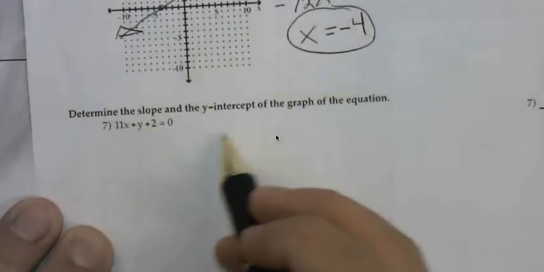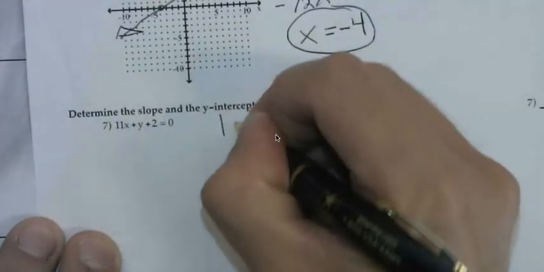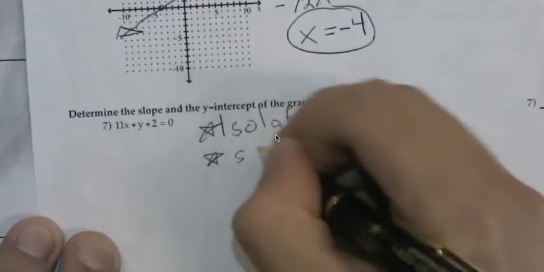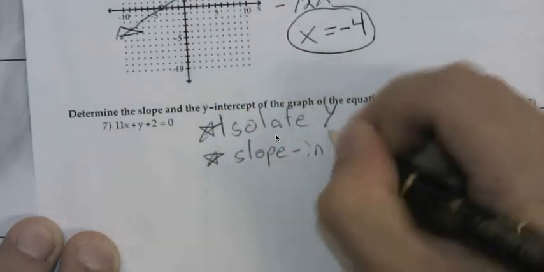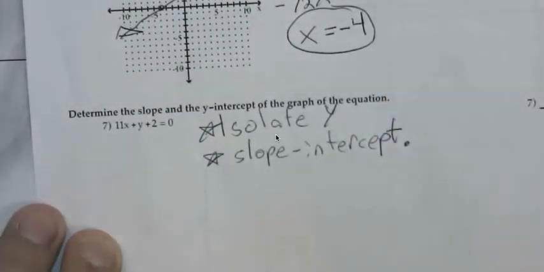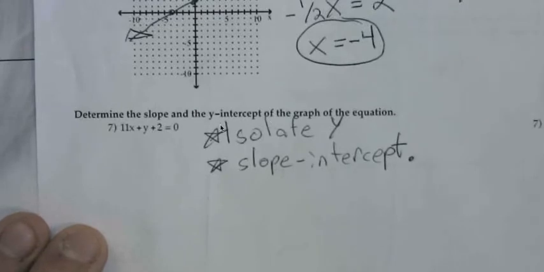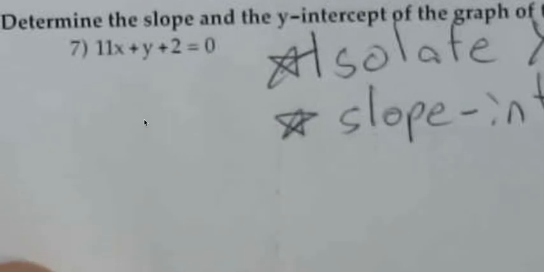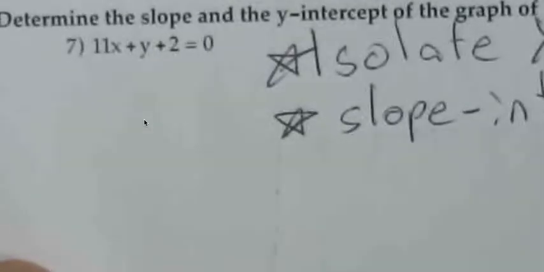Determine the slope and the y-intercept of the graph of the equation. Goal here, quickest way is to isolate y. Notice that it's in slope-intercept form soon. Maura, you're smart. How many moves is this going to take if I'm trying to isolate y? 2 steps. You're subtracting 11x, subtracting 11x, y plus 2 equals negative 11x, getting rid of 2.